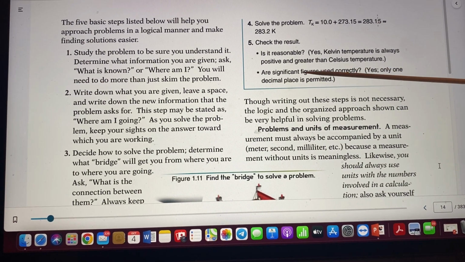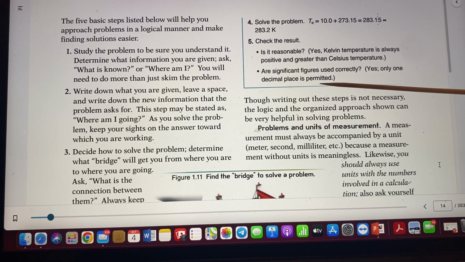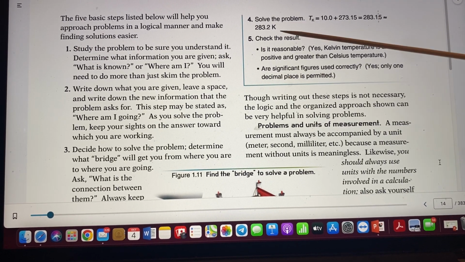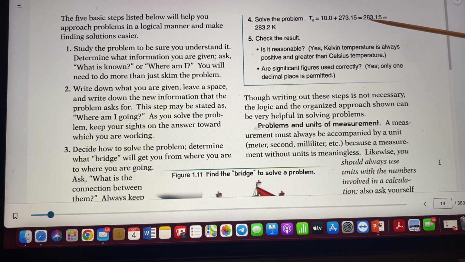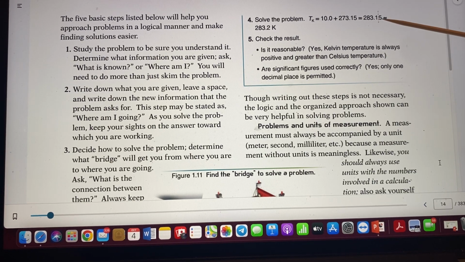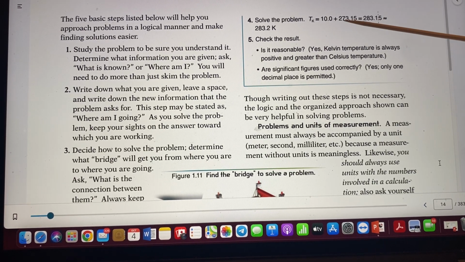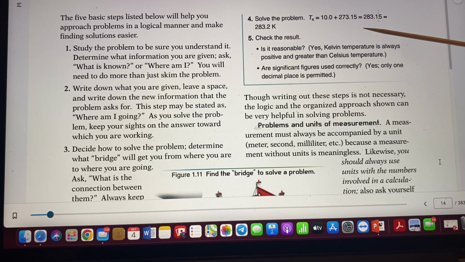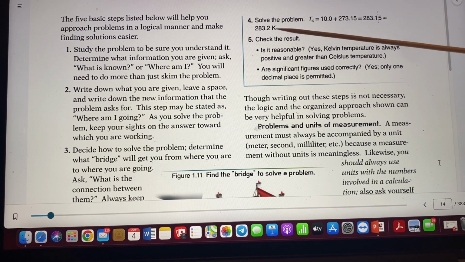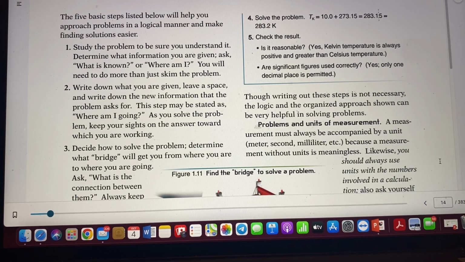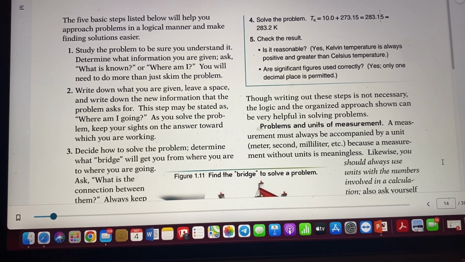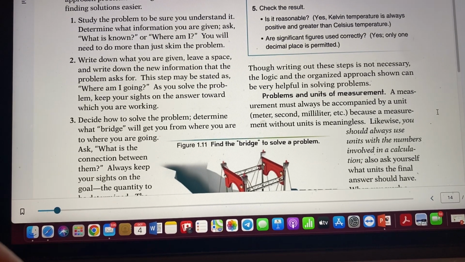Are significant figures used correctly? Yes, only one decimal place is permitted. So here we have 283.15, but only one decimal place is permitted by the sig figs, 1, 2, 3, 4, 5, and 1, 2, 3, 4, 5. So there we have 283.2. So that's how you check. You kind of just look where you're going.